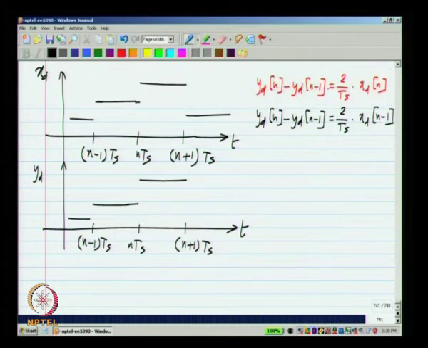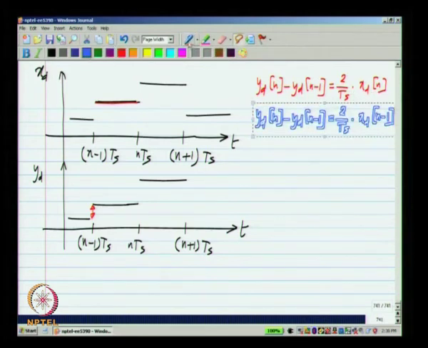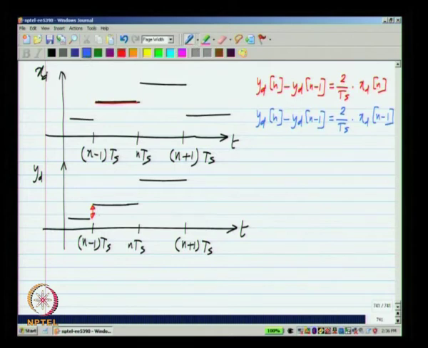So, what this expression is saying is that this difference yd of n minus yd of n minus 1 should be related to xd of n, okay, that is this part. And what the next one is saying, the other term is that in that case this difference should be related to that one, okay. So, how are these things implemented?